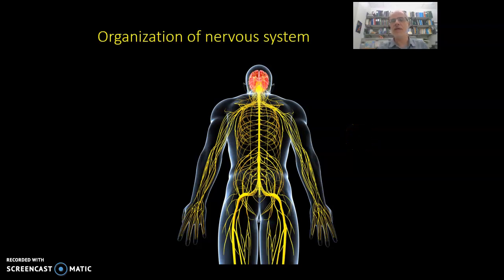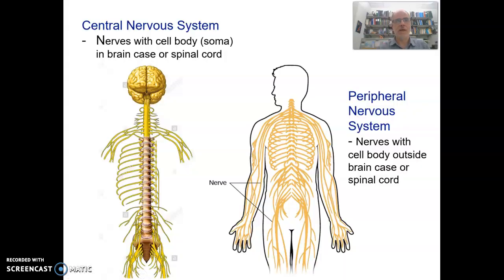Let's now have a look at the organization of the nervous system. This is Lecture 5, Section 3. All vertebrate nervous systems are organized into two parts: a central nervous system, which consists of the brain and spinal cord, and the peripheral nervous system, which connects the central nervous system to the rest of the body.